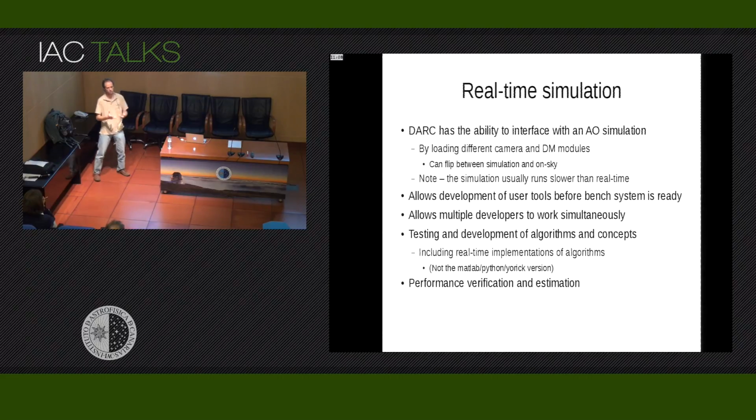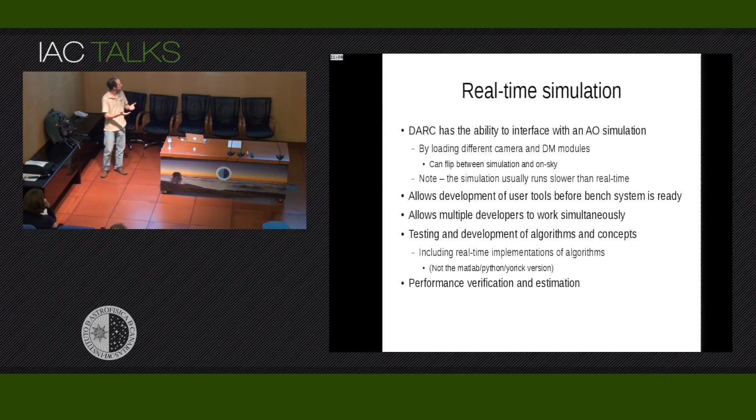Here, you're using a simulation with your real-time system. So this allows you to develop user tools before your bench is ready. You can set up a real-time simulation system. It all runs in a computer. You can then develop your end user tools, all that sort of stuff, before you have anything concrete on the bench. It allows multiple developers to work simultaneously. You can have some working on the bench, others can test an algorithm standalone on the computer without needing access to the bench, speeding things up. It allows us to test and develop algorithms and concepts. Okay, so you've got an algorithm that works in MATLAB, and you want to use that on sky.